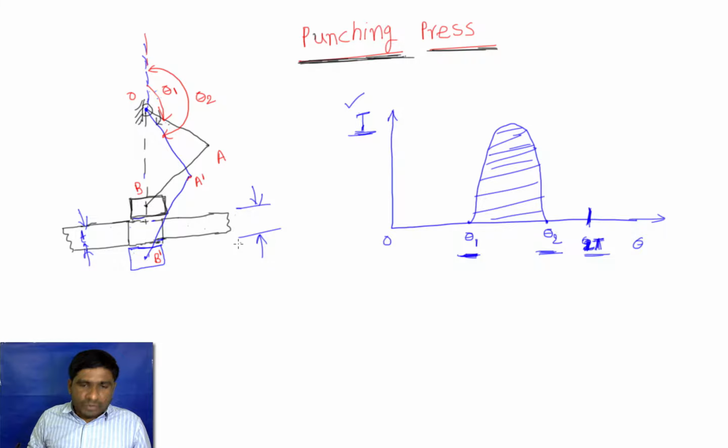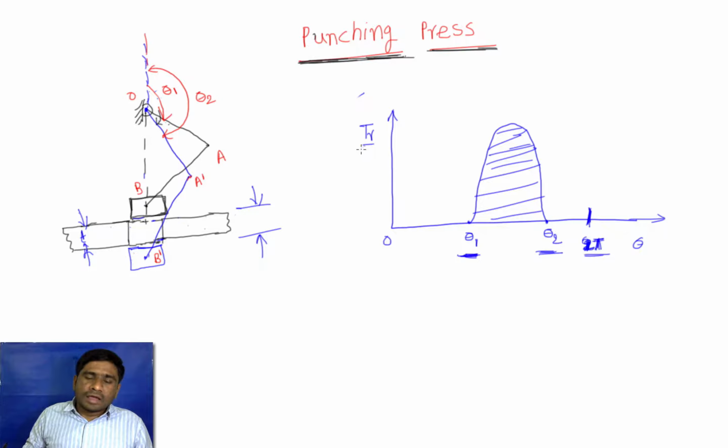So let me summarize again. In this case, this is not the torque produced by the engine or given to the crankshaft, but rather the resisting torque. Let me write it as TR. So this is the TR, the resisting torque.